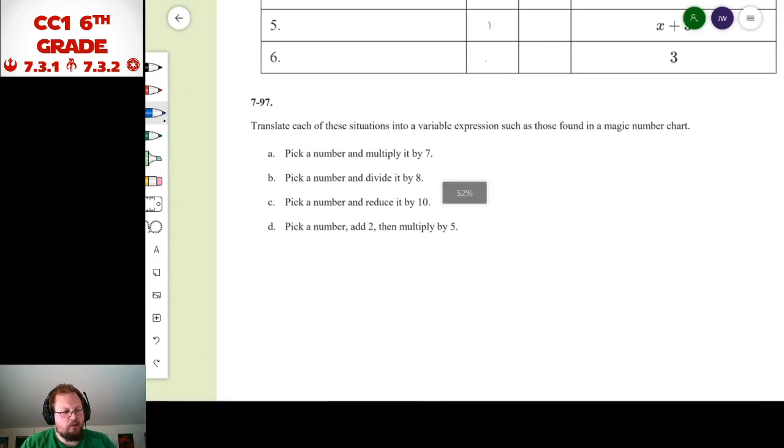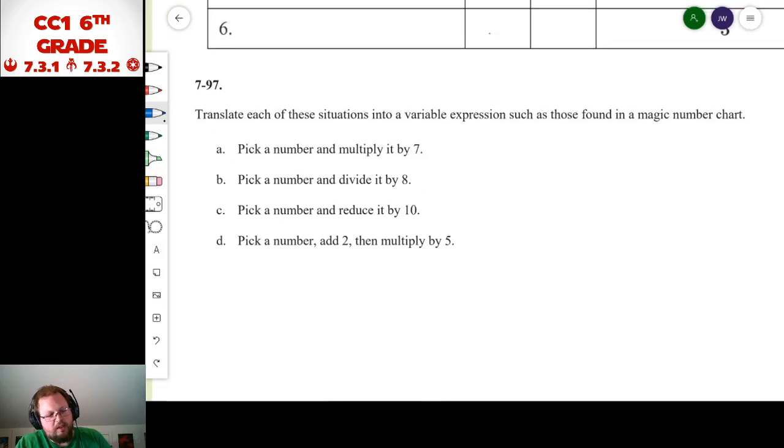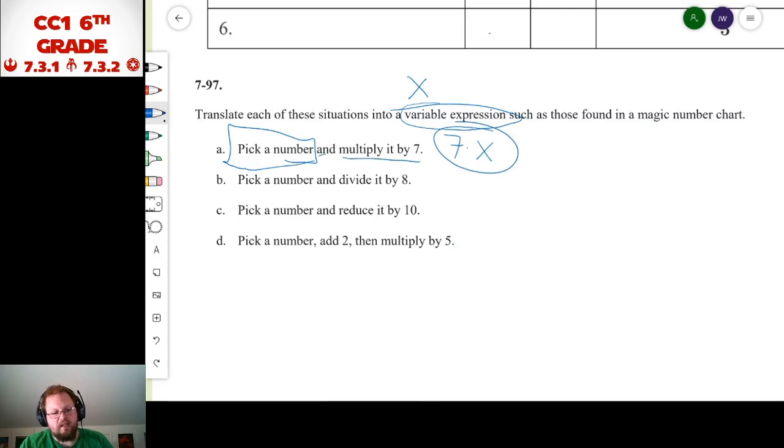Now it then says to 7-97 is translate the situations into a variable expression. Anytime it says the word variable, you need to think about the letter x as what's showing up in this problem. And in this case it says to pick a number. Great. Pick a number, you put an x on your paper. And multiply it by 7. So put a 7 in front of it to represent 7 times x. And you can write that just as 7x. But again, anytime you see the 7 next to the x, that means multiply.